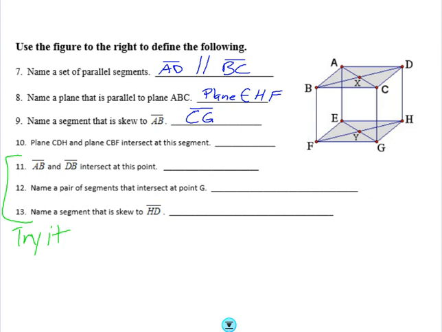So let's see. DH is this plane here. And then we are looking at plane CBF. CBF is the front of the box. It's this plane here. And it says intersect at this segment. So where does the front of the box and the side of the box meet? They meet right here at this segment, CG. All right, as I had mentioned, these last three problems are for you to try on your own.